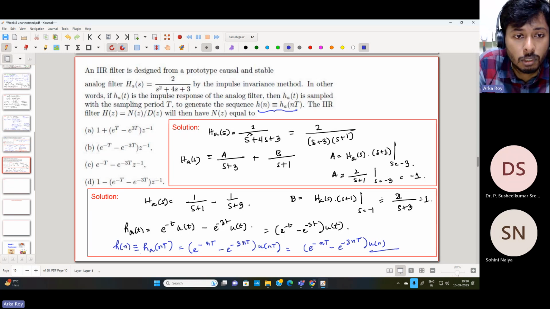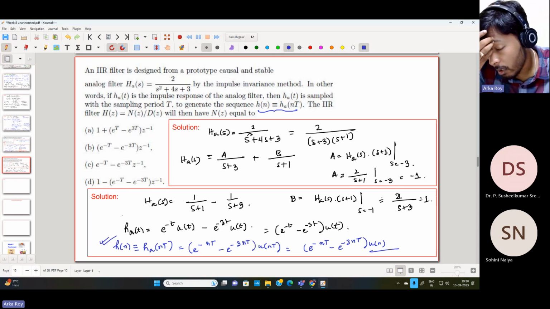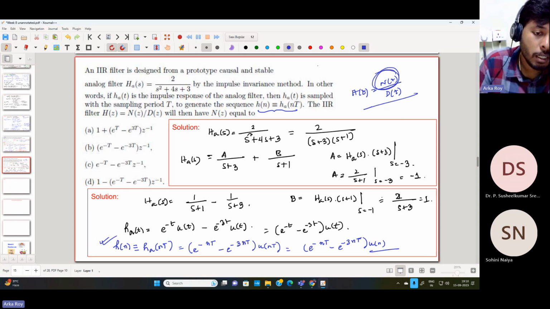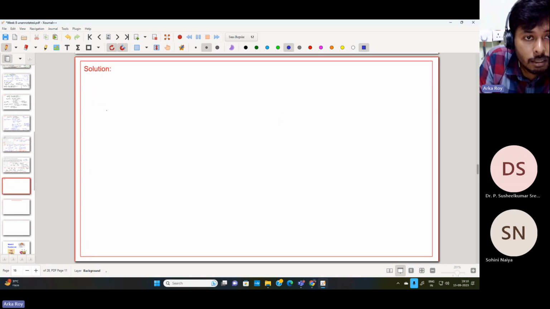So this is what the digital or the discrete signal looks like. Now what we have to do is take the Z transform so that we can get H(z), and H(z) is indeed of the form N(z) by D(z), and we need to find what this N(z), or the numerator part, is. So let me just solve it.